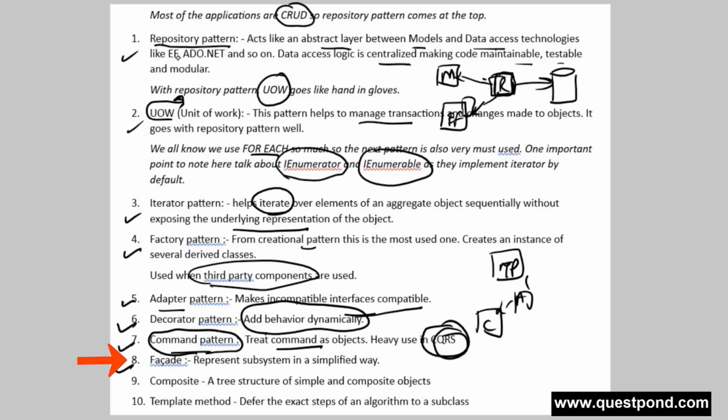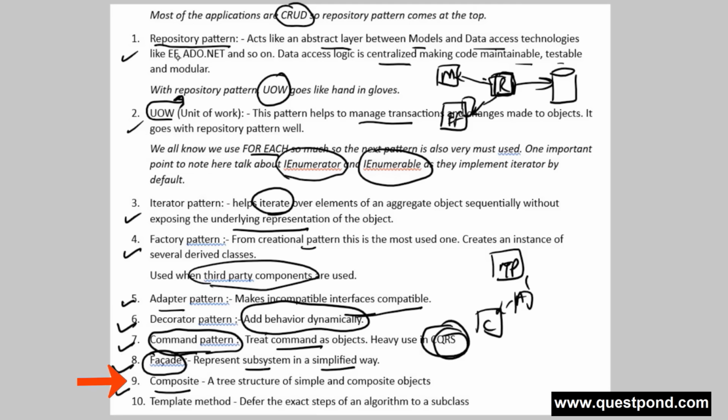Facade pattern, again, I find this very useful. For example, at the backend, you have a lot of things, let's say you are doing accounting. So in case of accounting, you do a debit, you do a credit, you do a voucher posting, but you want to represent this system in a very simplified way through a web API, or maybe through a REST service, or through a WCF service or something. That's where facade pattern comes into use. It represents a subsystem in a simplified way.